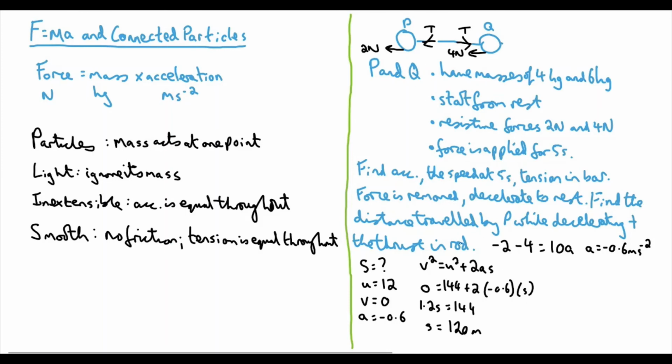Let's say that we'll focus on P again. So you've got your -2 minus your T, that's going to equal the mass of 4 times your acceleration of minus 0.6. So we want to add the T over here to make it positive. And here, because this, what is essentially 2.4, is already a negative, when we move it over, it becomes positive. So the -2 adds to 2.4, leaves us with a tension of 0.4 newtons.